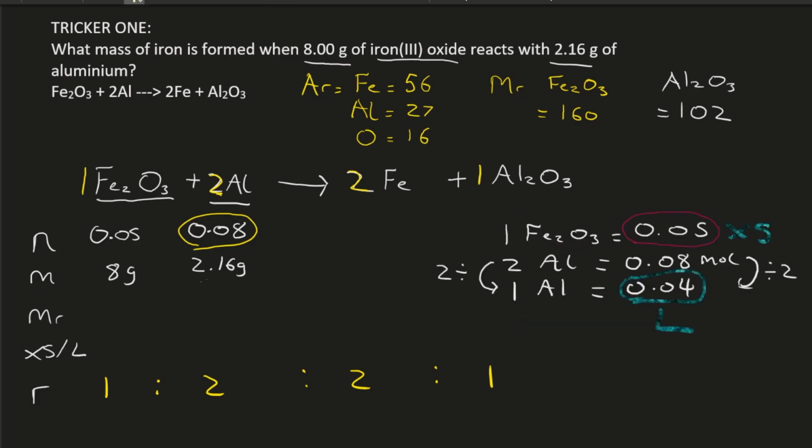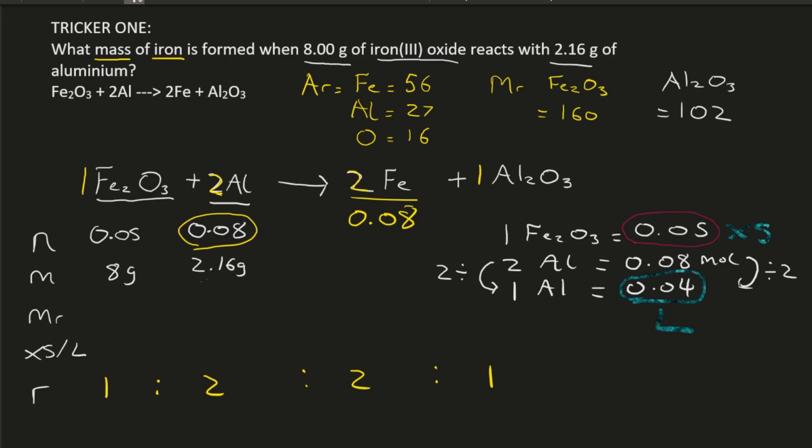Okay, so if I've got 0.04 moles, I've got to then times it by this to find the number of moles of iron, because that's what my question's asking me, the mass of iron. So that becomes 0.08 as well, because 0.04 times 2 is 0.08, or simply 2 to 2 here, and that's the same. So now we're nearly there.